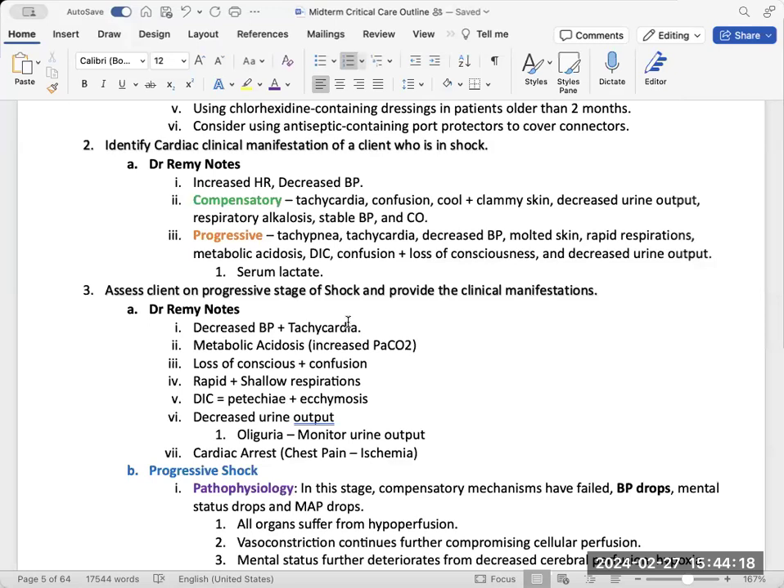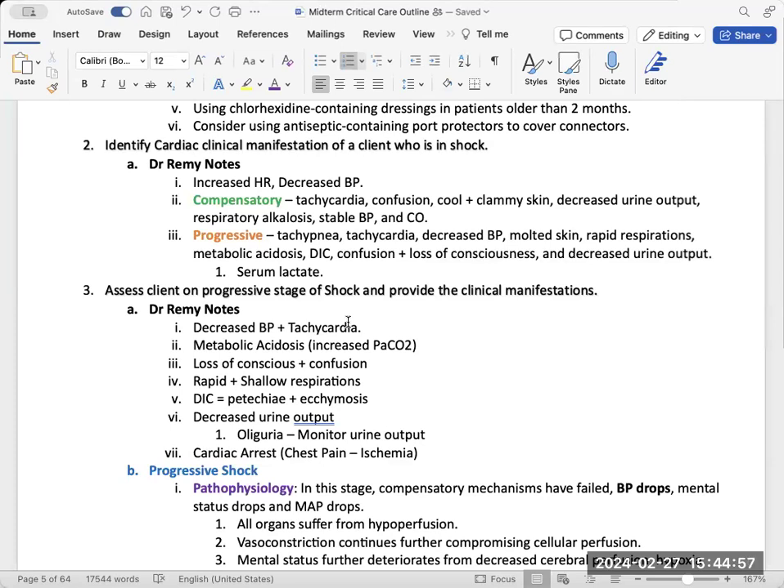They're still going to be confused. They could even have loss of consciousness. They're still going to have a decreased urine output. Their skin is still going to be cool and clammy, but now instead of being in respiratory alkalosis, they're going to be in metabolic acidosis, and they're at risk for DIC, or disseminated, I don't know the whole term for that. But DIC is basically when they have a lot of clotting that's going on in their body, and that's putting them at risk for bleeding.